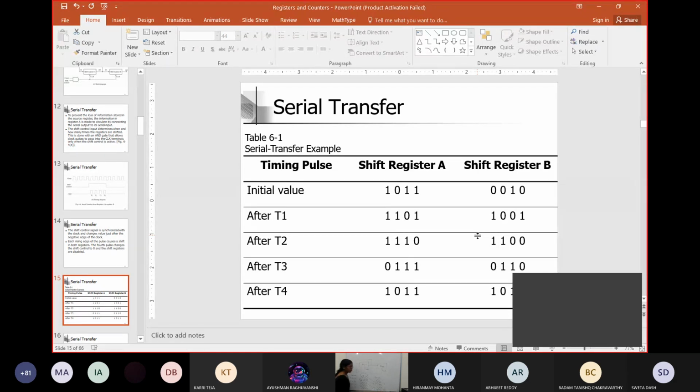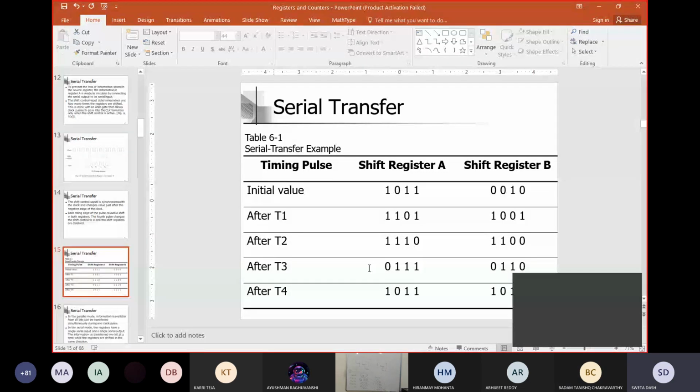Out. Right? That is fine. T4 is done. Go to T5, go to T6. Now tell me the T6 values. 1110. You have to get it correct. 1110. Ma'am, same as T2.